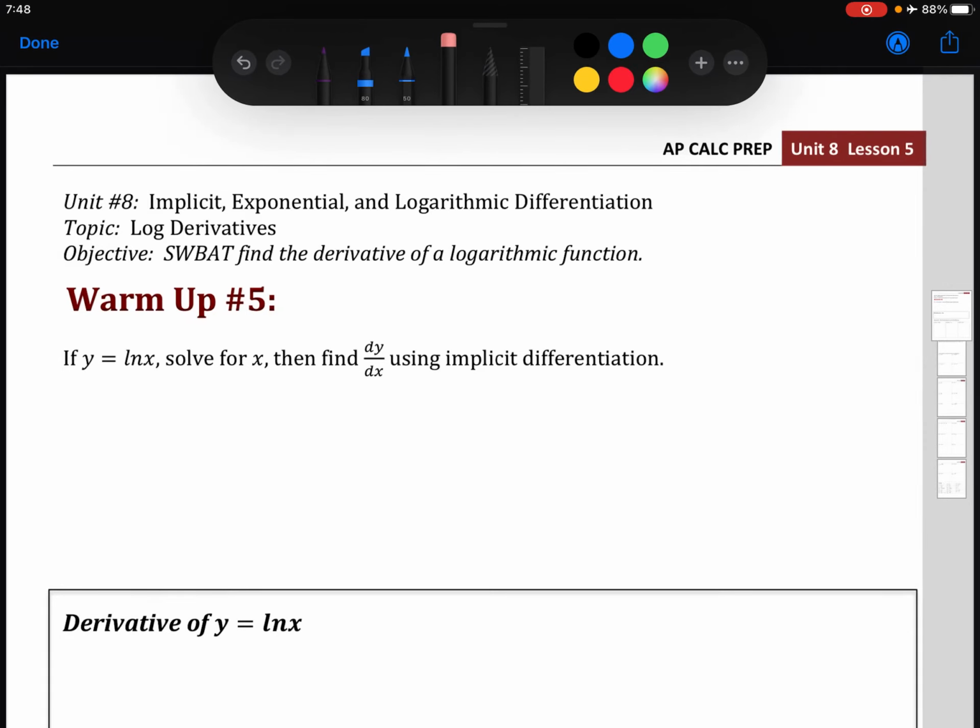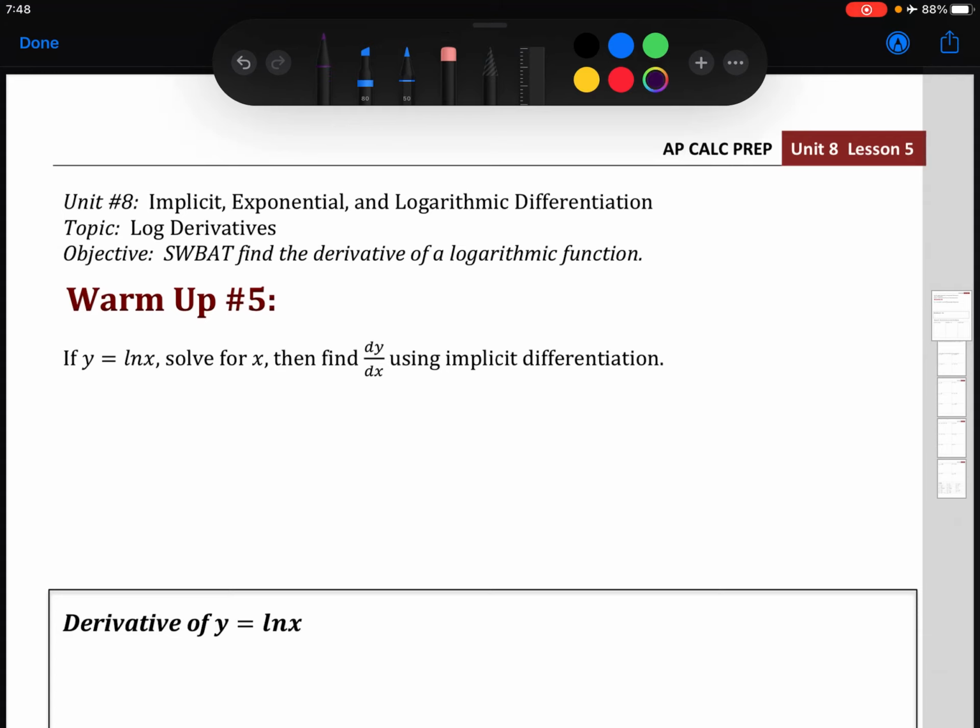Hey guys, welcome to Unit 8 Lesson 5. Our topic today is log derivatives. Pause the video and try the warm-up. The warm-up says if y equals ln of x, solve for x, and then find the derivative using implicit differentiation.